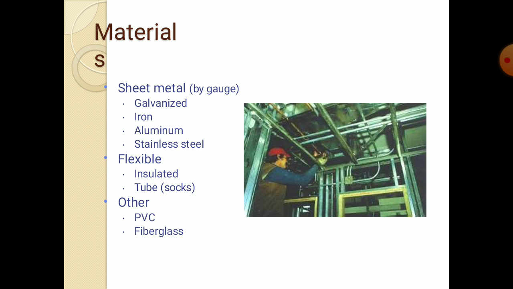Another material used for duct is flexible. Flexible material includes insulated parts. In some cases we need to insulate duct material. Another material is tube or socks. Tubes are used to carry conditioned air to a space to be conditioned. In other cases, PVC pipes and fiberglass can also be used as duct material.